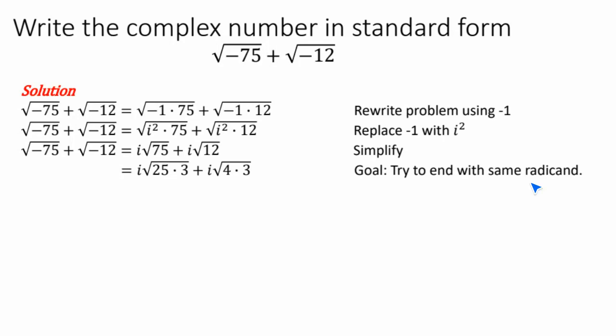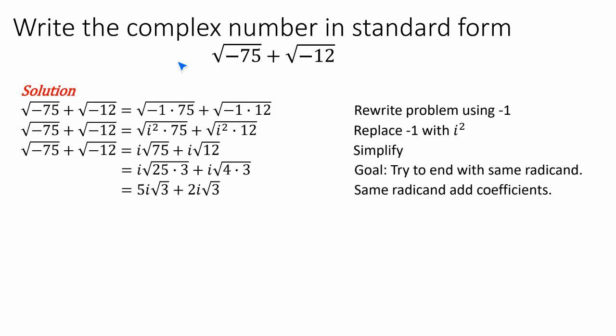Again, I wanted to have a 25 because I know that is a perfect square, and I wanted to have a 4 here because I know 4 is a perfect square. So when I simplify this, the square root of 25 is 5, so that goes out. The square root of 4 is 2, so that goes out. So now do you see that I have the same radicand?